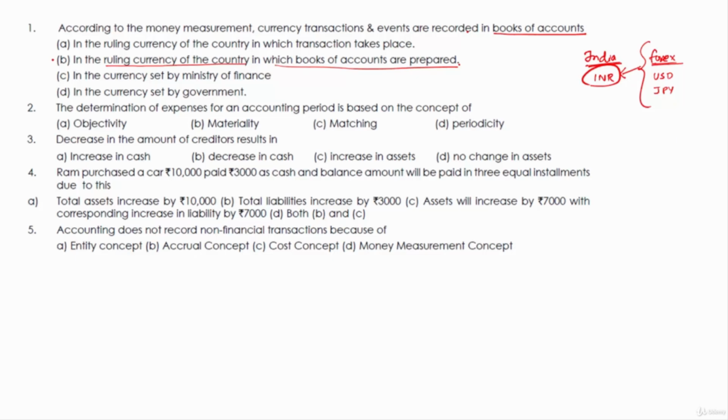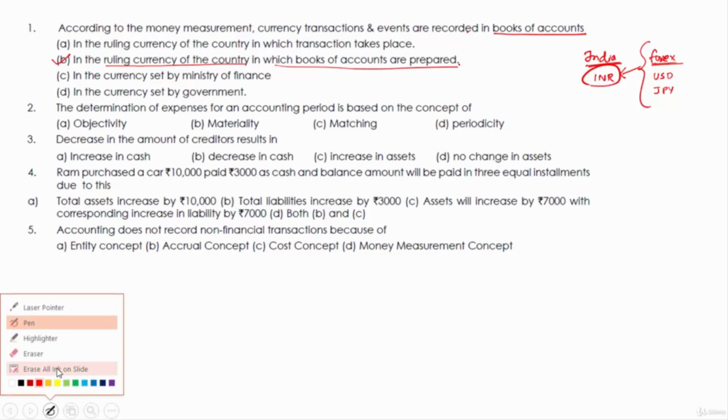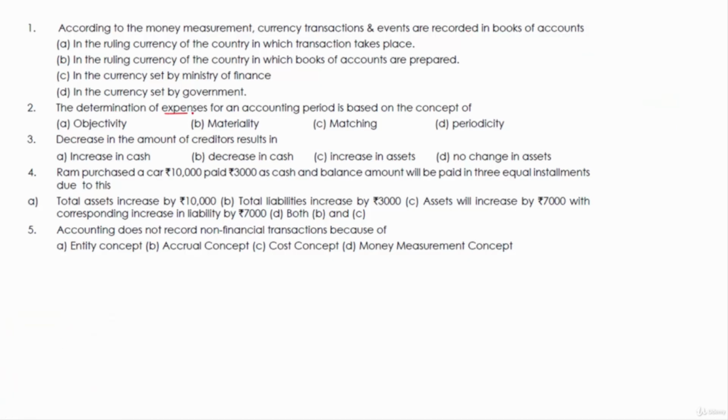So the answer is: currency transactions and events should be recorded in the books of accounts in the ruling currency of the country in which books of accounts are prepared. Question 2. The determination of expenses for an accounting period is based on the concept of: option A, objectivity; B, materiality; C, matching; D, periodicity.